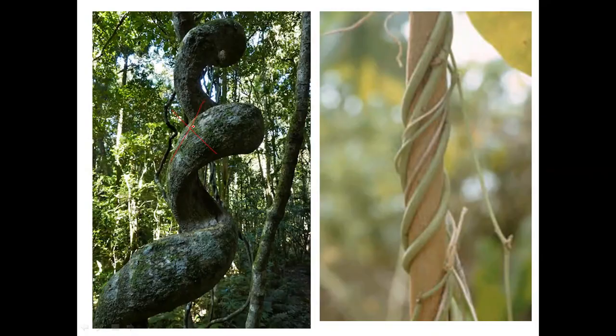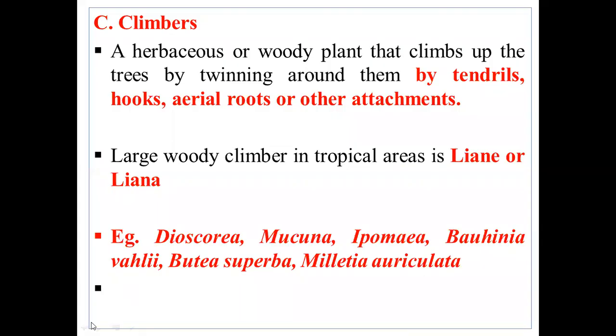Most of you are aware that a climber climbs with the help of tendrils. Please remember climbers have structures called tendrils, hook-like structures, or hooks or aerial roots or other attachments that will twine, and with the help of these things it will grow. This is very important: the largest woody climber in the tropical forest is the liana. For example, other climbers are Dioscorea, Mucuna, Ipomoea, Bauhinia, Beaumontia grandiflora. These are all climbers.